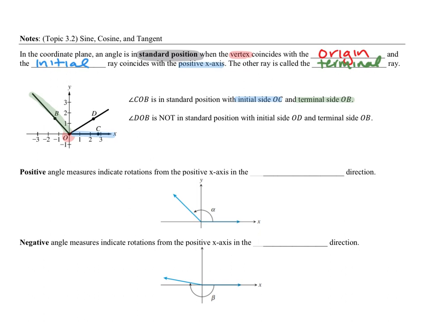Now we can have positive and negative angles. A positive angle measure indicates rotation from the positive x-axis in the counterclockwise direction. Counterclockwise, like a clock goes opposite, counterclockwise is this way. If you see that your angle is measured in the counterclockwise direction, it is a positive angle. So this angle here in the picture, alpha, is a positive angle.